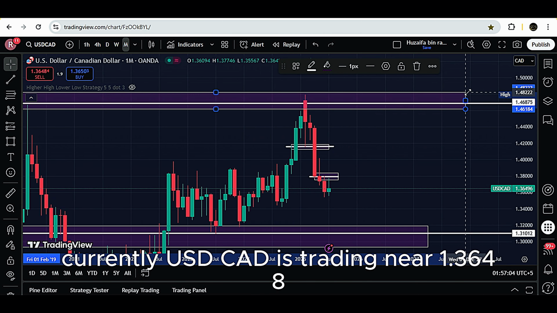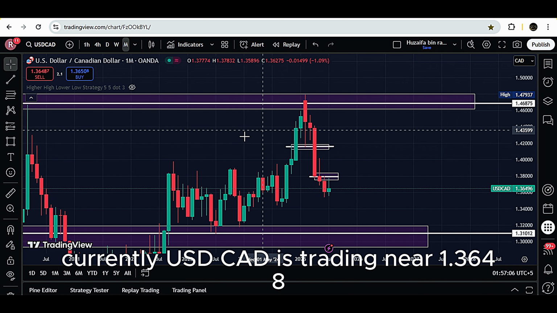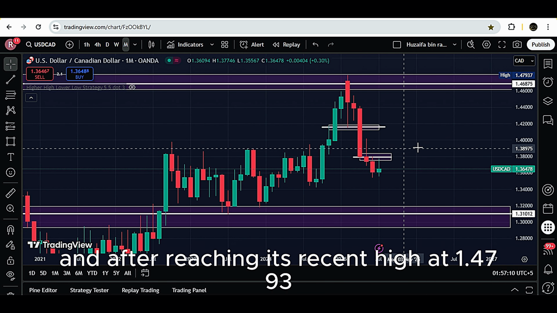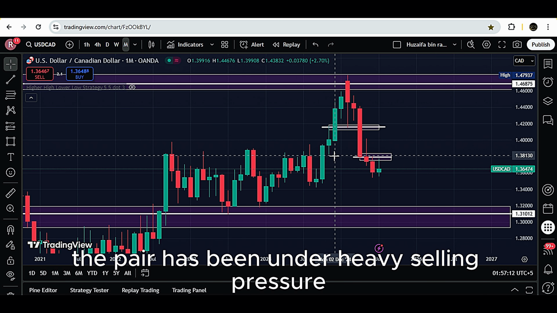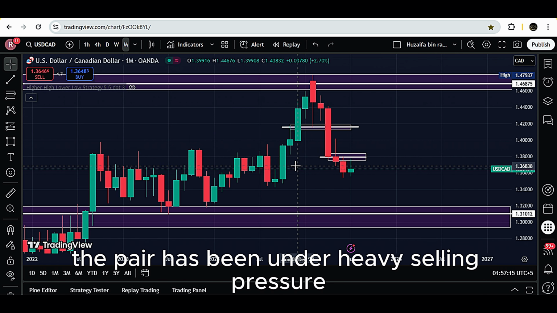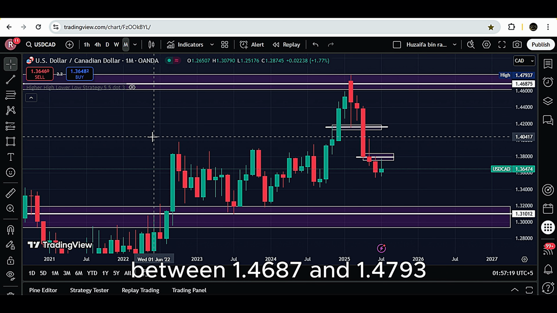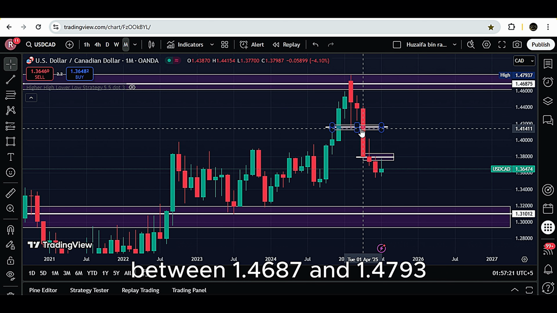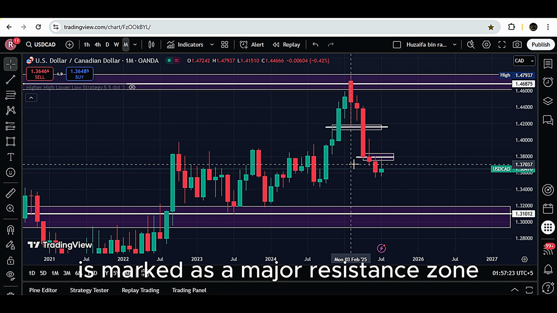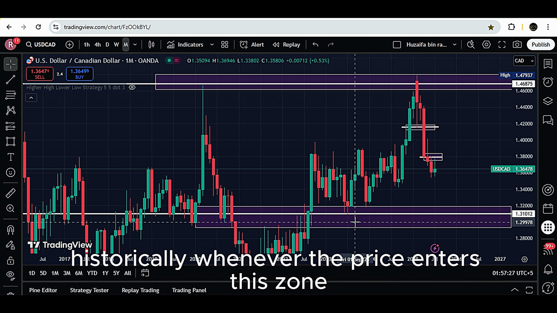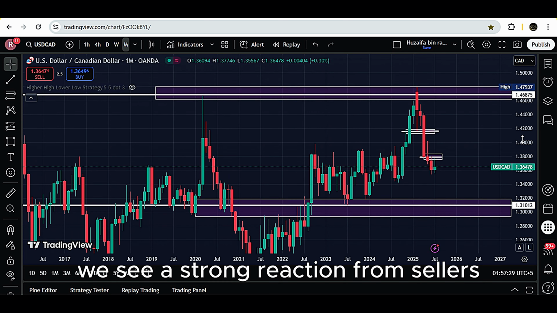Currently, USD/CAD is trading near 1.3648, and after reaching its recent high at 1.4793, the pair has been under heavy selling pressure. If you look closely, the upper zone between 1.4687 and 1.4793 is marked as a major resistance zone. Historically, whenever the price enters this zone, we see a strong reaction from sellers.